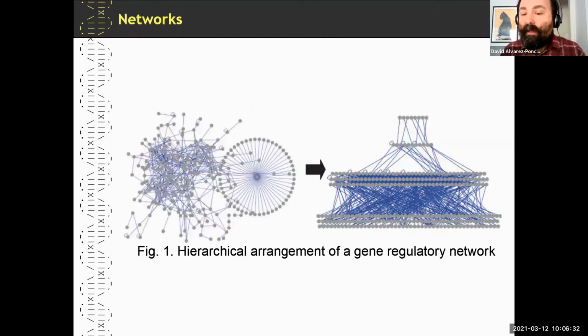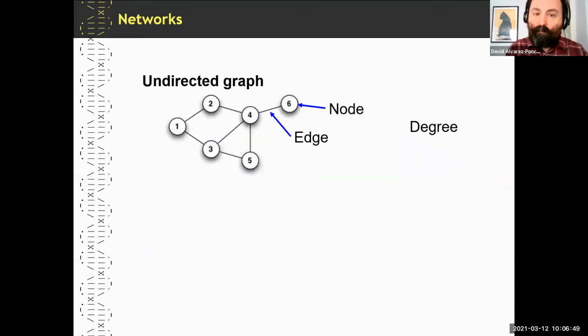Also, we have gene regulatory networks in which we have transcription factors that activate other transcription factors and other genes, and they can be arranged into a hierarchical structure. So to study networks, we use graph theory or network theory, which is a branch of mathematics that deals with structures like this.